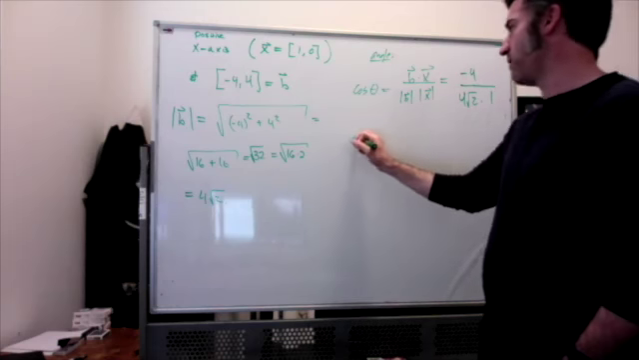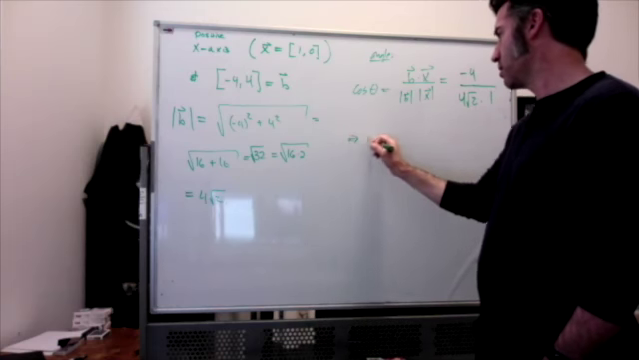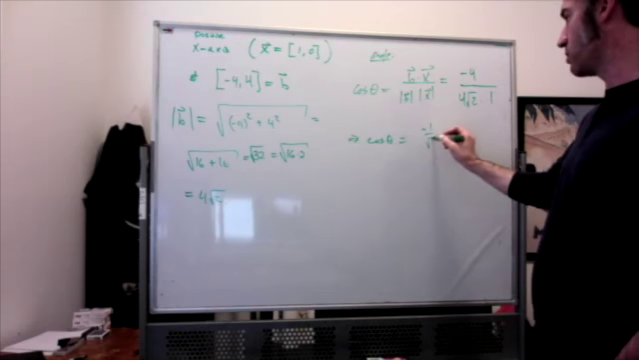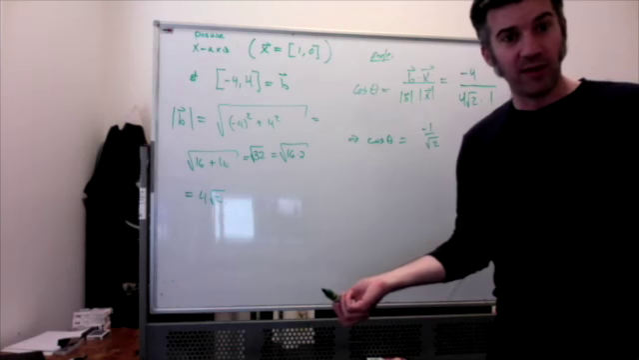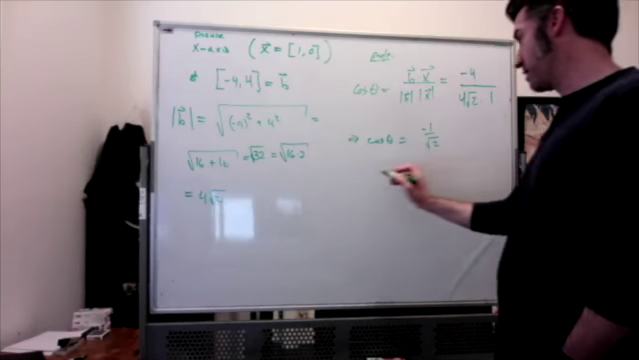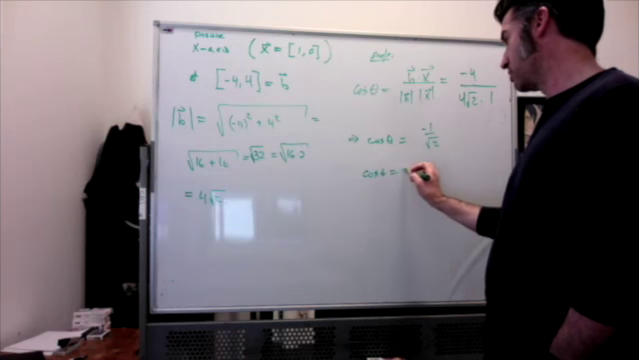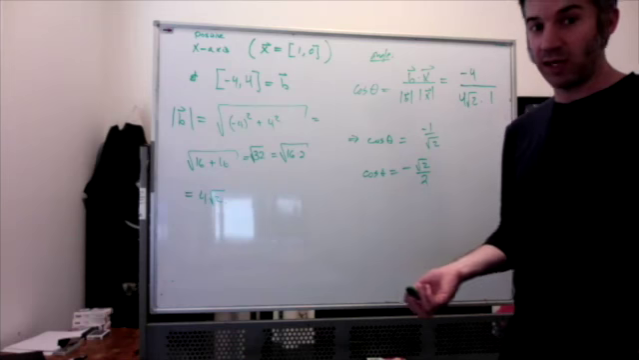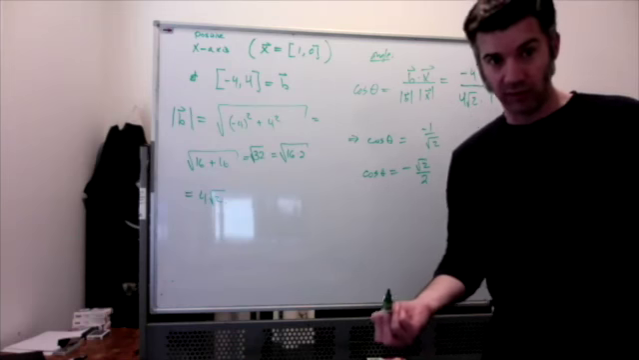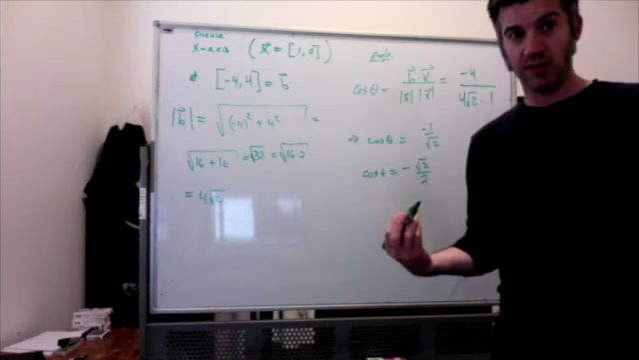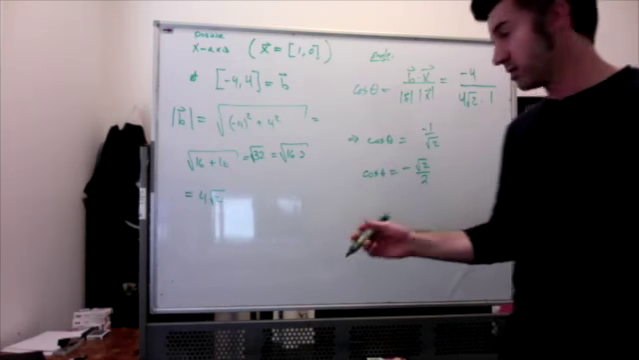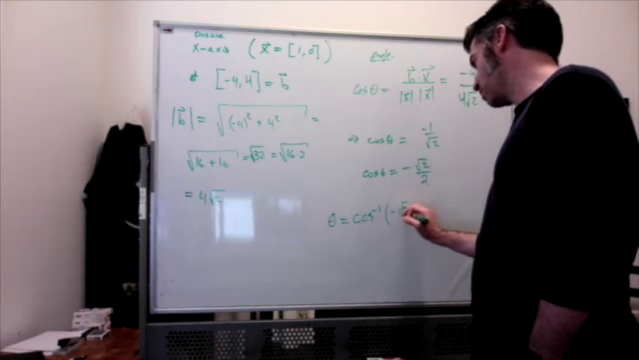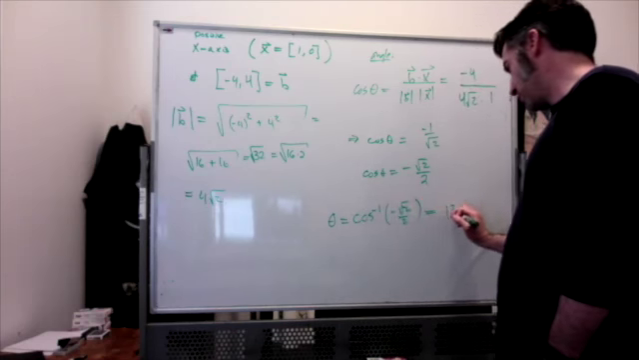So let's see here. We can simplify this. We get that cosine of theta is equal to, the 4's cancel, and you get negative 1 over root 2, which is fine to write it that way, but you might prefer or be more familiar with writing it as cosine theta equals negative root 2 over 2. I know that cosine of 45 degrees is positive root 2 over 2, so I need the supplemental angle in the second quadrant, which is 135 degrees. So theta is the inverse cosine of negative root 2 over 2, which is indeed 135 degrees.